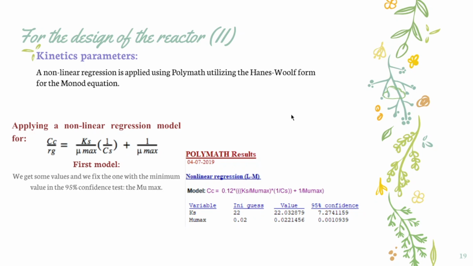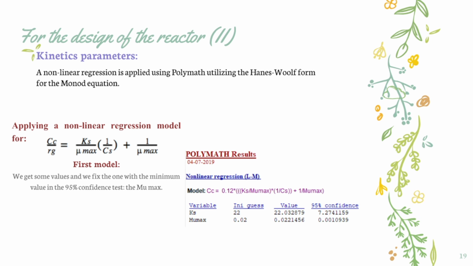Then, from what we have learned in class, we know that there will be certain parameters that depend on the kinetics of the reaction. These parameters are the mu maximum and the Ks, which is the Monod constant. To solve them, we need to use the experimental data shown before, and we have to apply a nonlinear regression utilizing the Hanes-Woolf form for the Monod equation.